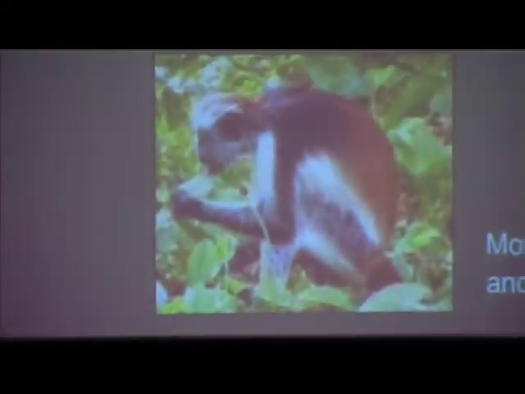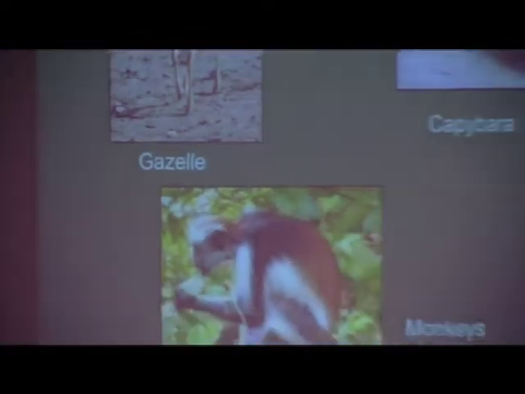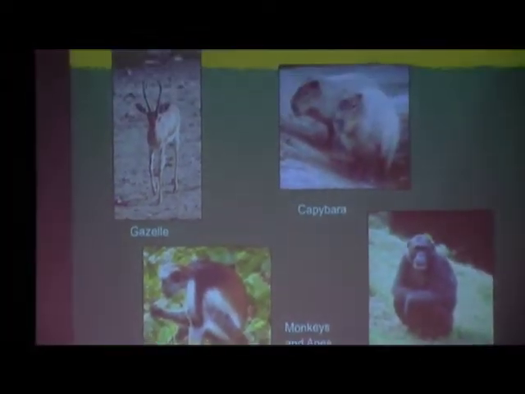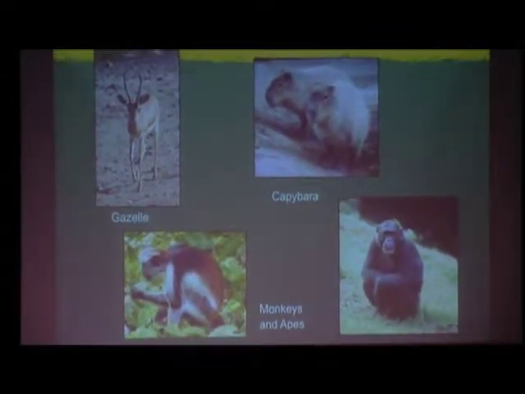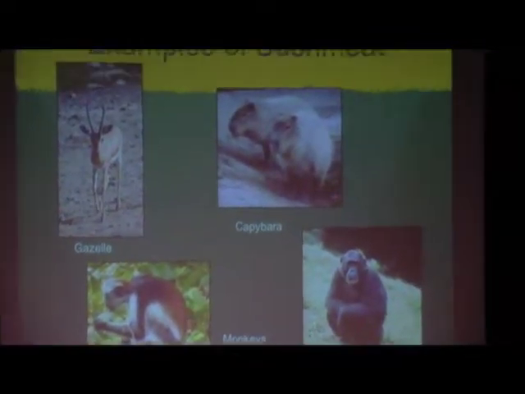These are some common examples of bushmeat species. We have a gazelle, which is basically a tiny deer. We have a capybara, which is a very large rodent. There can be birds, reptiles, rabbits, but we're going to focus on monkeys and apes because these are the endangered species that are being hunted.